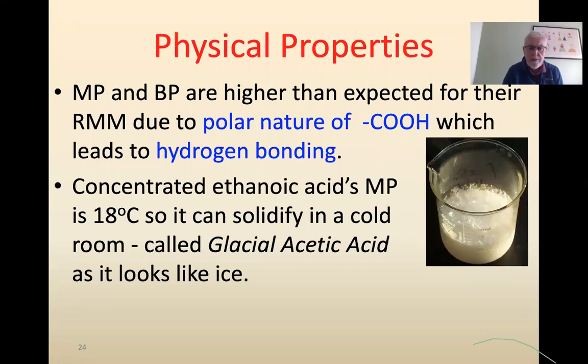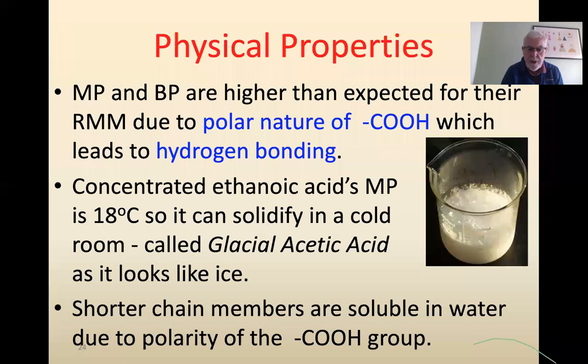Concentrated ethanoic acid's melting point is 18 degrees. So if you keep it in a cold room, it will solidify. When it does, it looks like ice. So it's commonly called glacial, meaning looking like ice when it's solid, acetic acid. Shorter chain members are soluble in water due to the polarity of the COOH group.